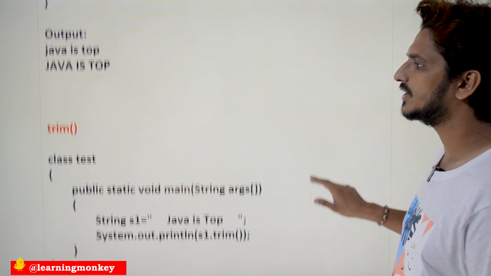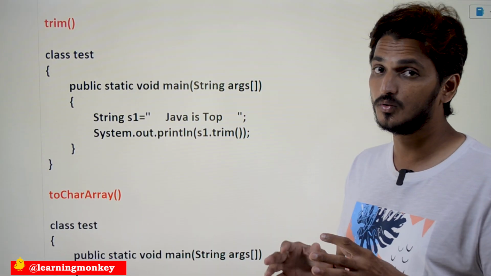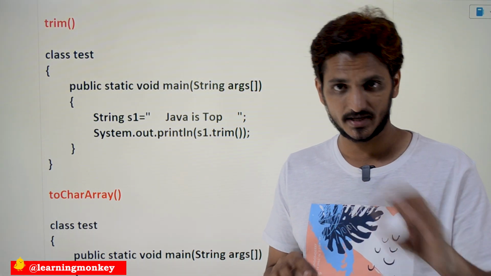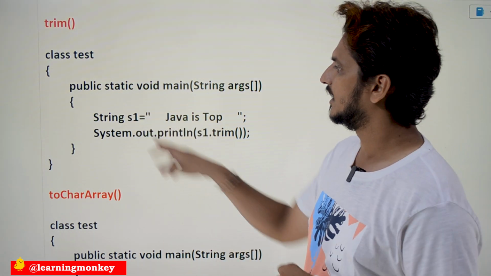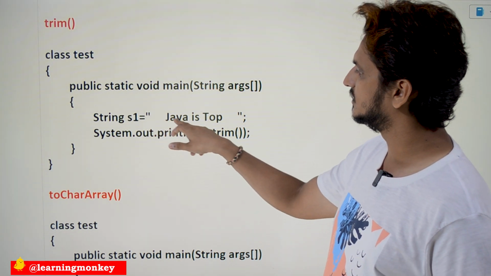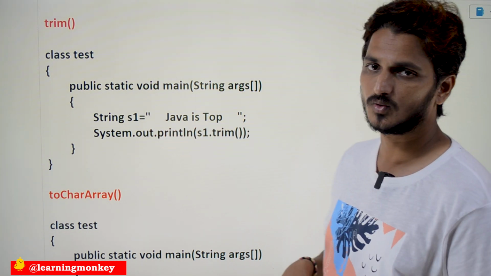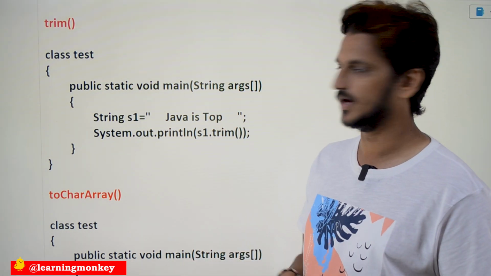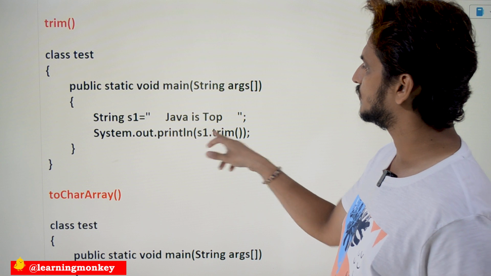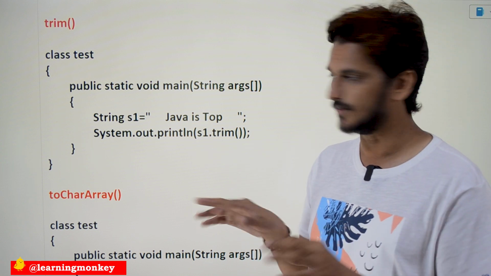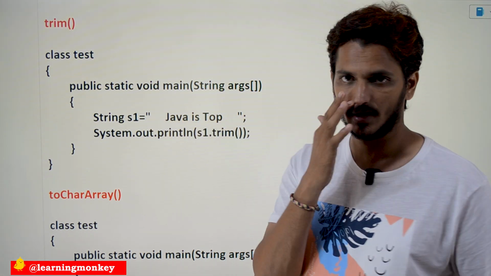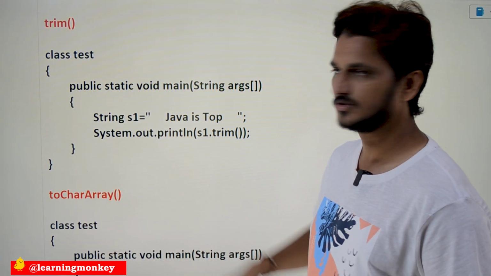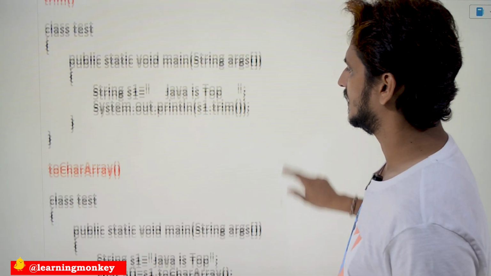Now coming to the next one, trim(). Trim is going to remove the extra empty spaces present at the starting and ending of the string. String S1 is equal to empty spaces, Java is top, empty spaces. The leading and trailing empty spaces will be removed. System.out.println(S1.trim()). It is going to remove the empty spaces. Starting and ending spaces will be removed. So our output is "Java is top". Java is top is going to be created.